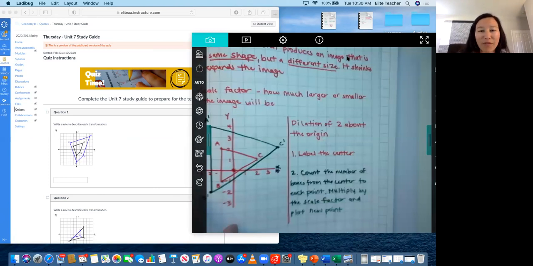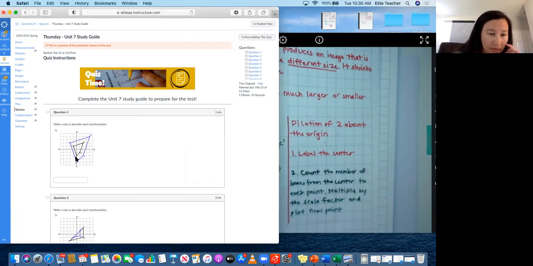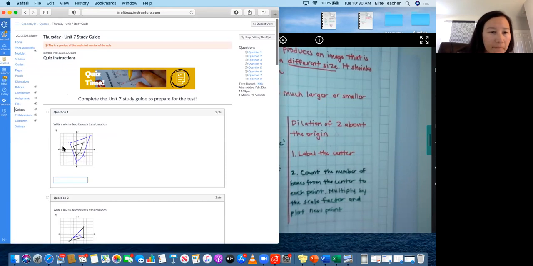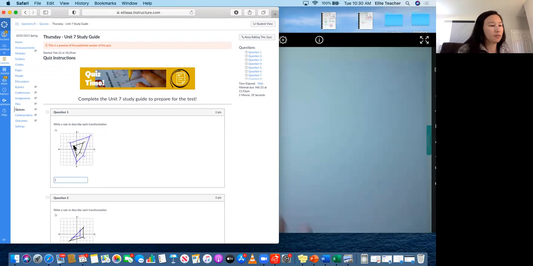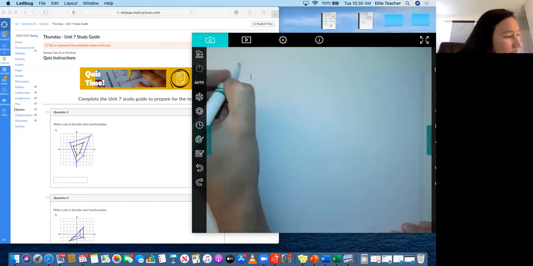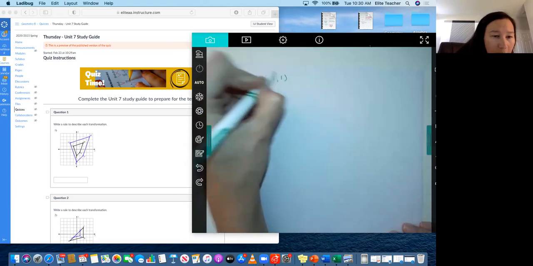So we're looking for the scale factor. How much larger or how much smaller did that shape get? She had you type it in, but it was supposed to be multiple choice. Okay, so let's look at point L. So L is at -1, 1.